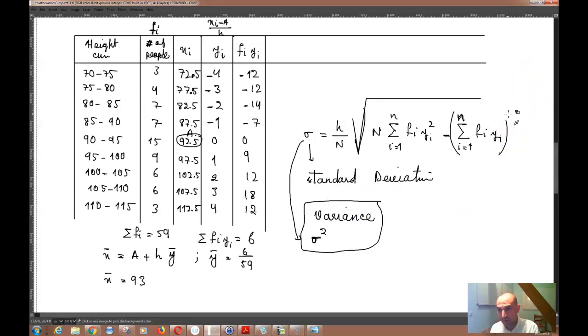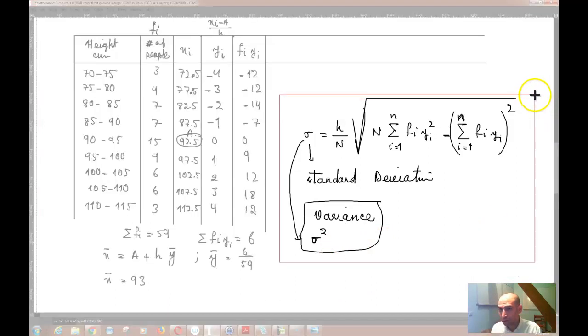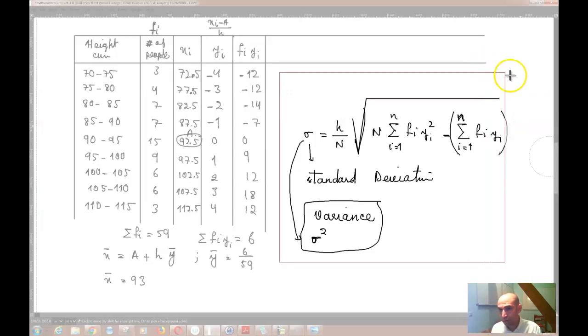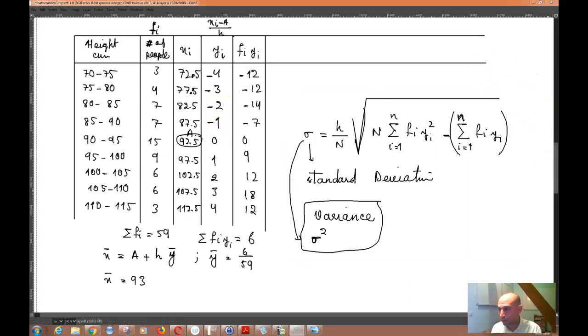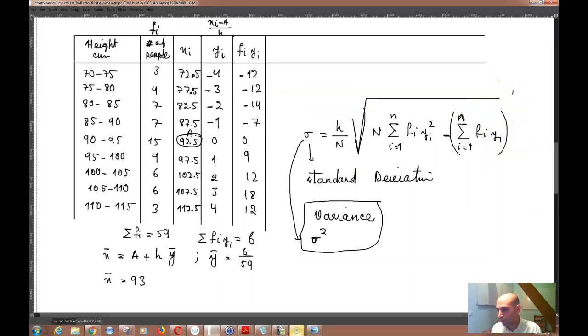I'm sorry, I didn't actually mean to do that. But this drawing software is, oops, sorry. Okay, let me change my brush and then, great.